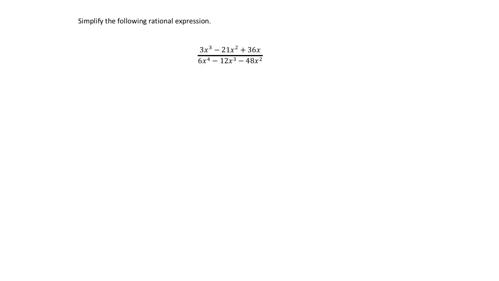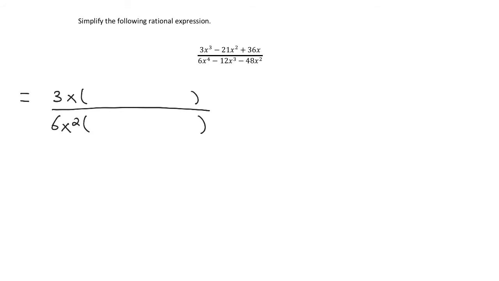All right, let's try this idea, but in a more complicated example. So I still have a rational expression, just meaning I have a fraction, a ratio of polynomials. In the numerator, I have 3x cubed minus 21x squared plus 36x. And in the denominator, I have 6x to the fourth minus 12x cubed minus 48x squared. I'm not sure where to start other than let's remove greatest common factors from the top and the bottom. In the numerator, I can factor out a 3x. And in the denominator, it looks like I can factor out a 6x squared.